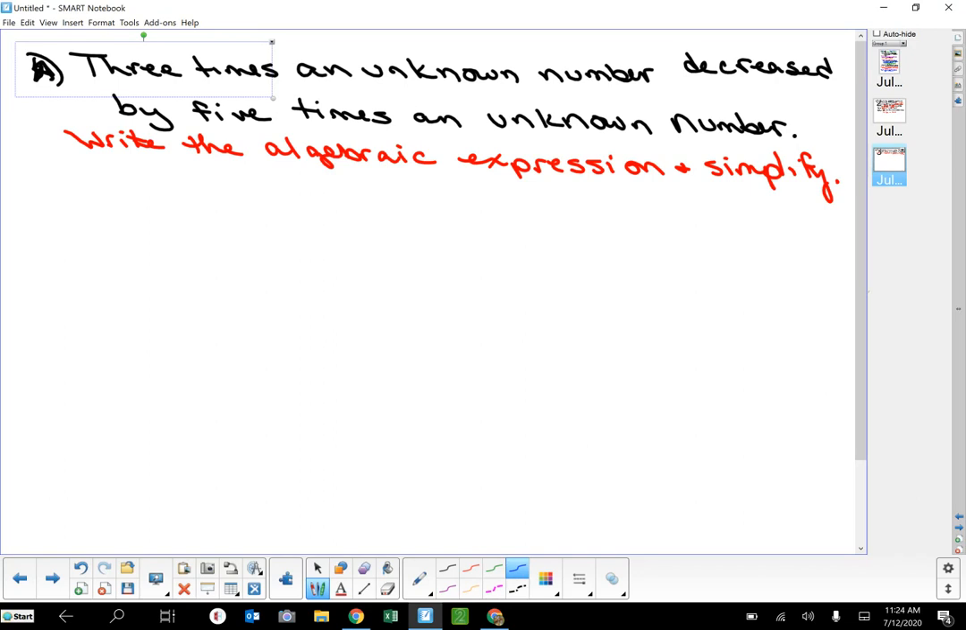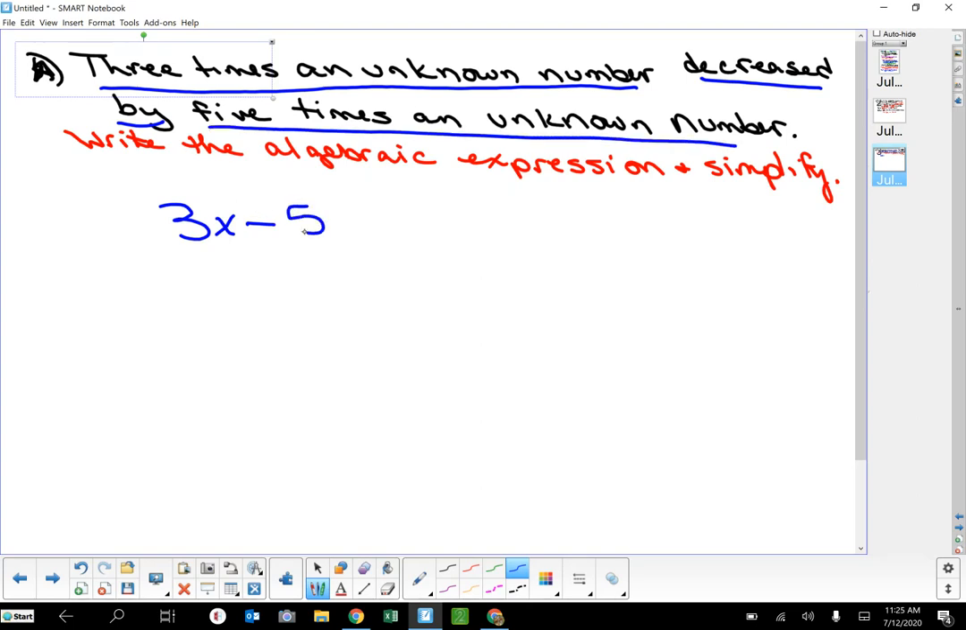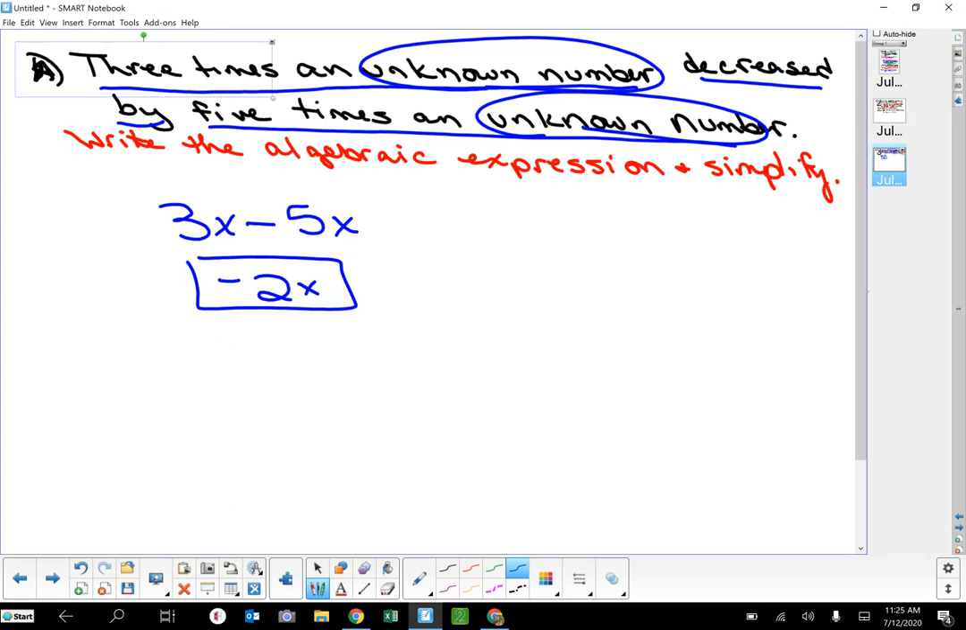Okay, so we have some information here. We have 3 times an unknown number. Well, that's 3x, right? And then we have this decreased by. Looking back at your list of words, decreased by means subtract. And you don't have to change the order because the than is not in there, which is the switch word. 5 times an unknown number, which is 5x. This unknown number is the same unknown number, so you can use the same variable. And then we can just combine like terms and we get negative 2x. And that would be the answer to that guy.